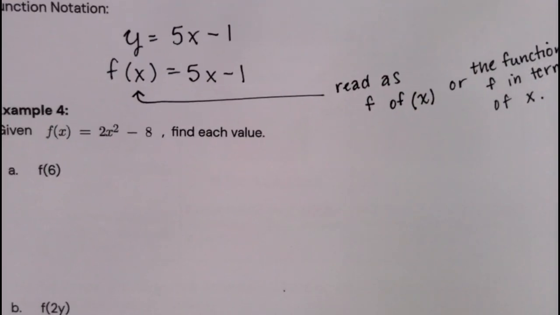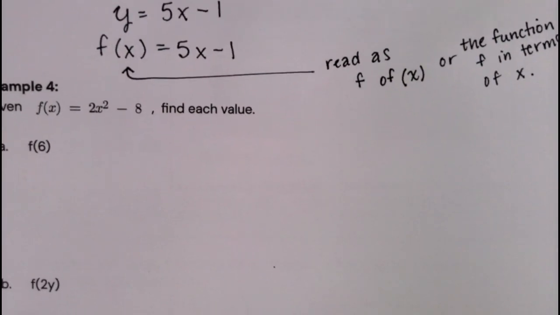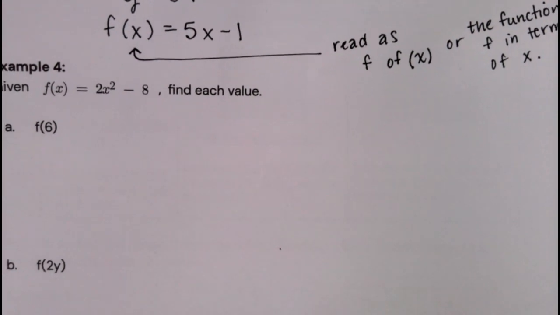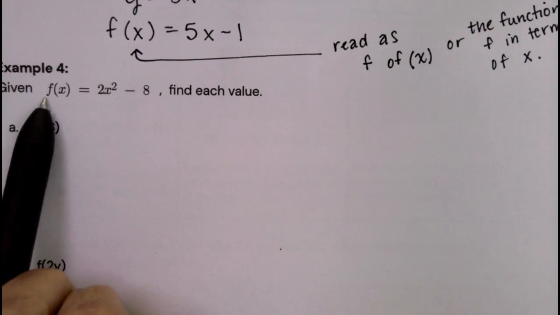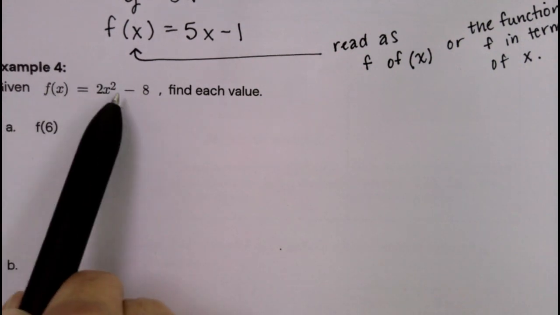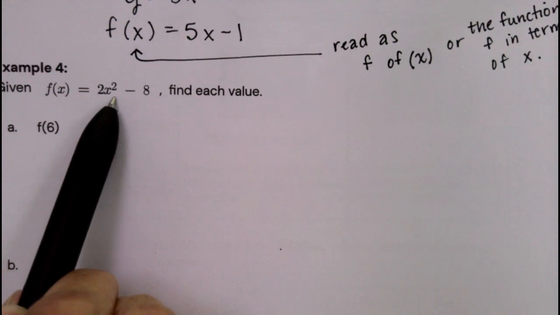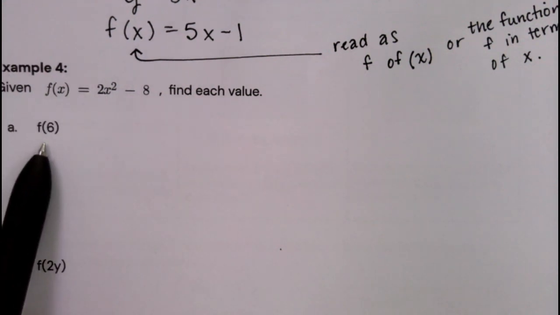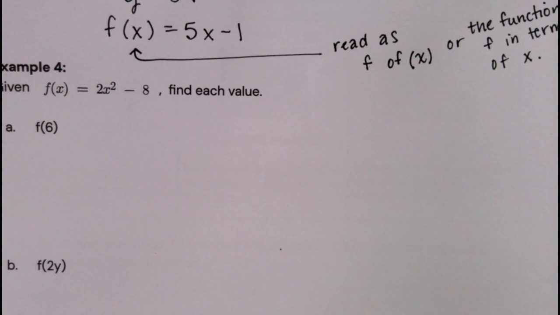So if we look at example 4, f of x equals 2x squared minus 8. So we're calling the equation f. We're using x as our variable. So if I'm asking you to evaluate f of 6, what do you think I'm asking you to do?